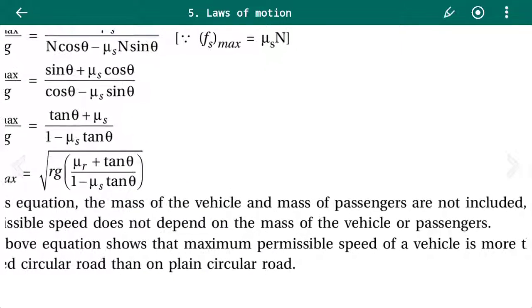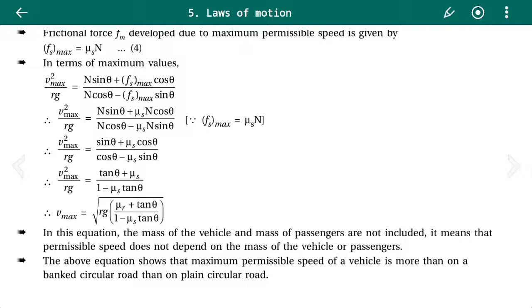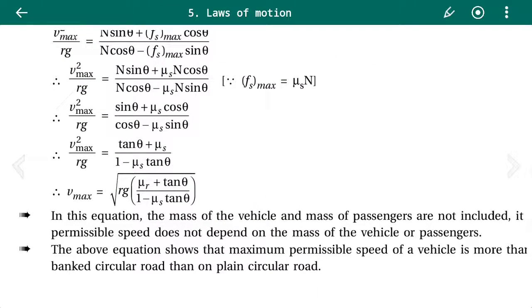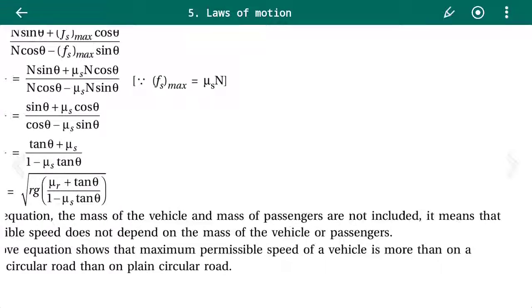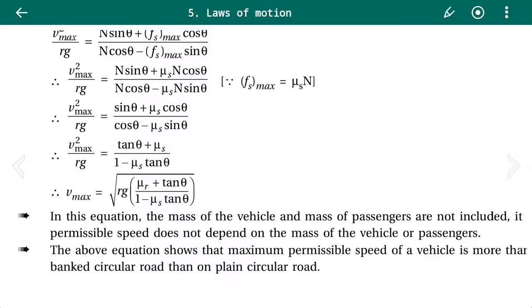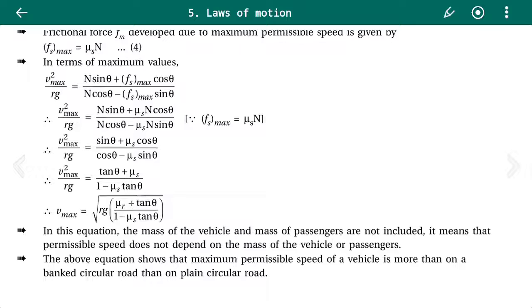In this equation, the mass of the vehicle and the mass of the passengers are not included. It means that the permissible speed does not depend on the mass of the vehicle or passengers. The above equation shows that the maximum permissible speed of the vehicle is more on a banked curved circular road than on a plain circular road, because for that we had seen it equals under root mu s Rg. And here we have under root Rg into mu s plus tan theta upon 1 minus mu s tan theta. So this value is greater than the maximum safe speed of the level curved road.